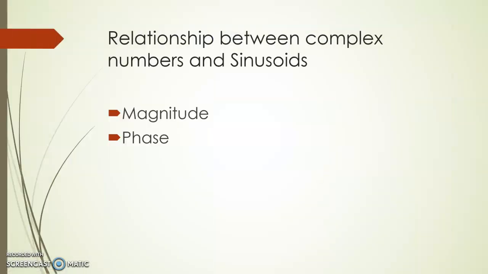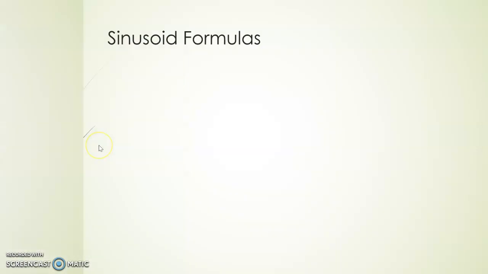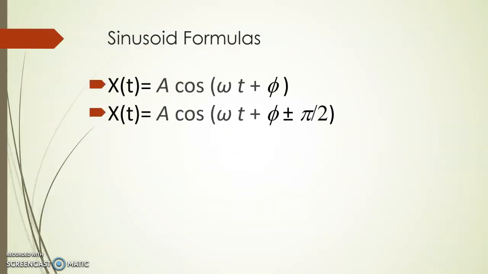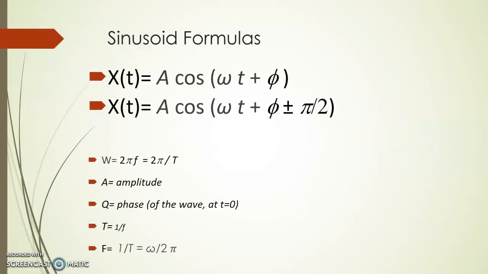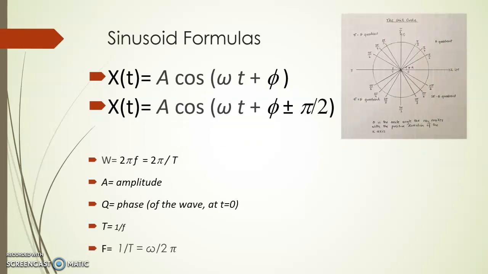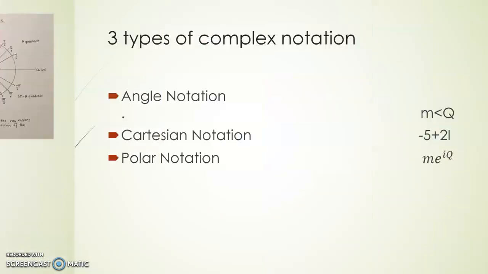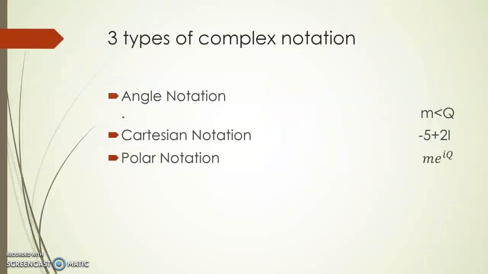The next slide portrays the similarity of a complex number and sinusoid, which are the magnitude and phase. Then, we need to know the sinusoid equation formulas and the meaning of each variable. Also, be familiar with the unit circle in trigonometry, as when solving problems, it is very important to understand how it works, especially when talking about sinusoids. Finally, always use radians when calculating at all times instead of degrees.